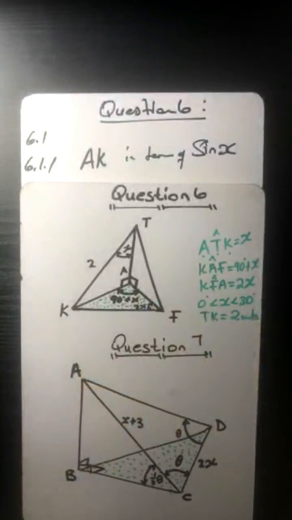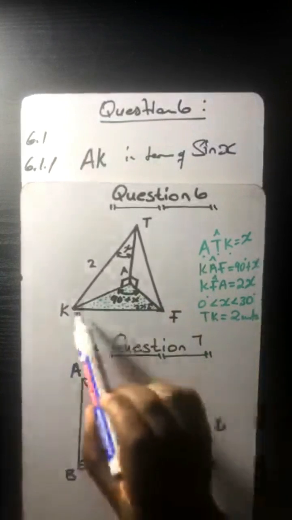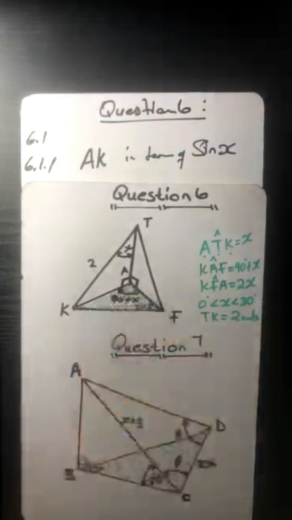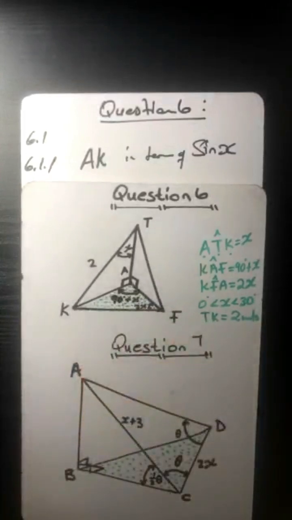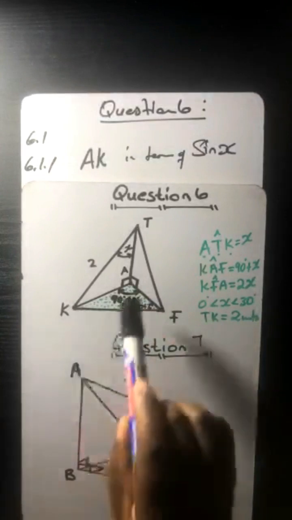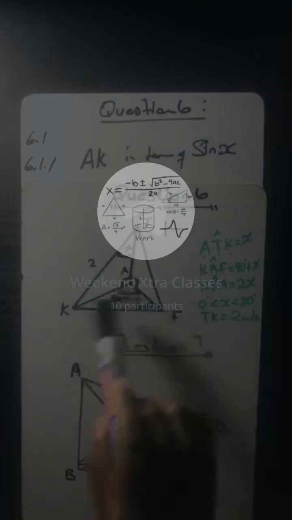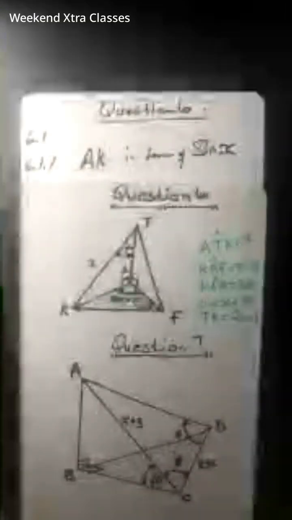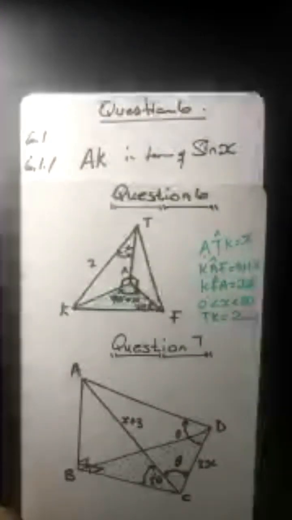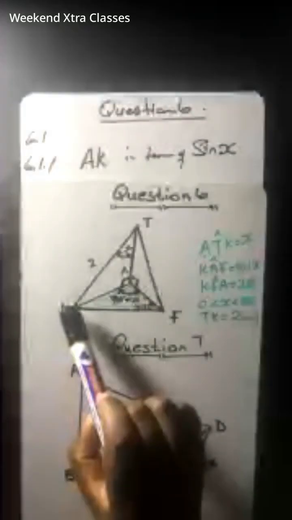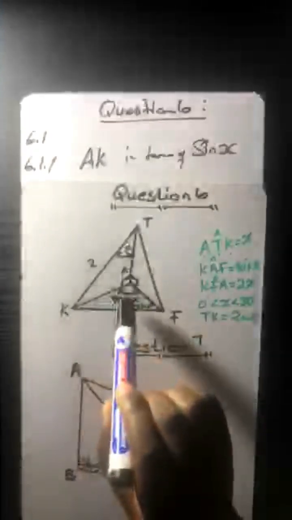So what happens is, the moment the examiner talks about two points, what you need to do is ask yourself this question: in which triangle does AK lie? And secondly, have a look at the marks allocated to that specific question. You realize AK lies in this and that.